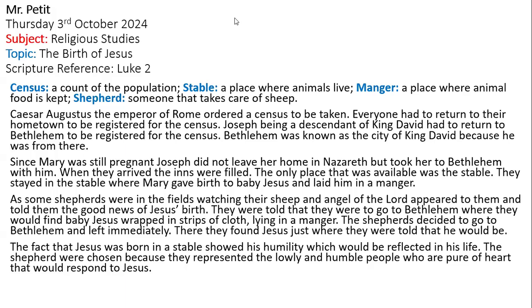Where was Jesus born? In Bethlehem. Where? In a manger. In a stable, in a manger. Very good. How were the shepherds going to recognize baby Jesus when they saw him? Because the angels told them. How would they recognize? What would be the identifier? It would be wrapped in swaddling clothes or strips of cloth, lying in a manger. Very good.